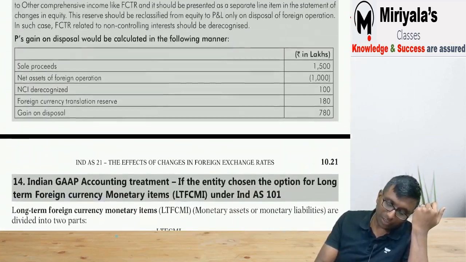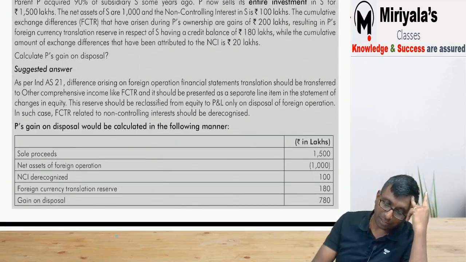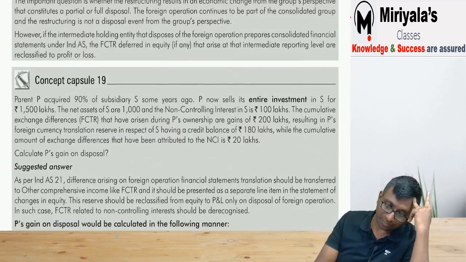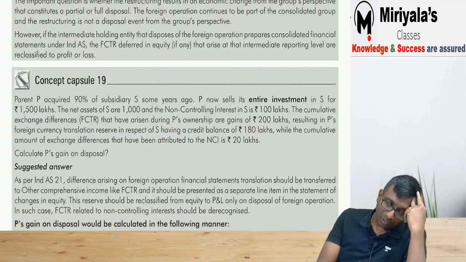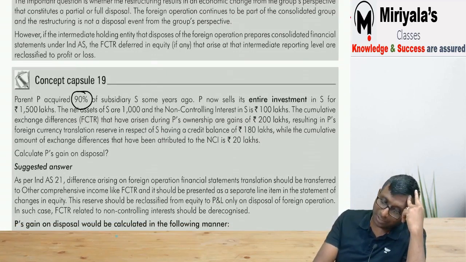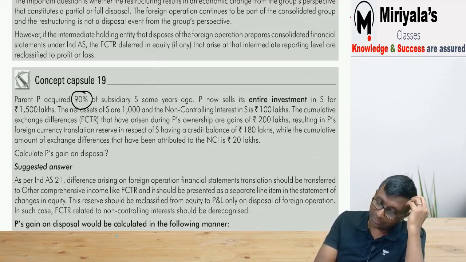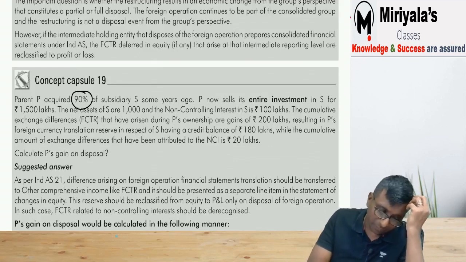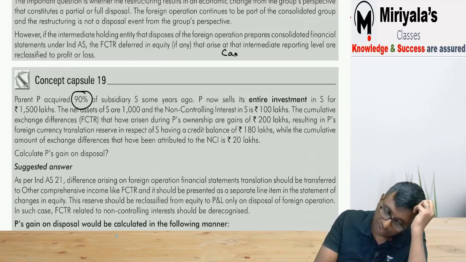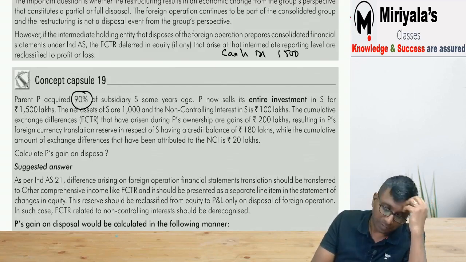Same thing. You can record a journal entry here. Correct? What is the journal entry? Record somewhere nearby. You acquire 90% of the subsidiary. Now P sells the entire investment. 90% is gone. Okay. So now tell me, my dear, the entire investment is sold. So entry: cash account debit. Record it. Cash account debit 1500. The net assets of S are 1000 and the non-controlling interest in S is equal to 100.